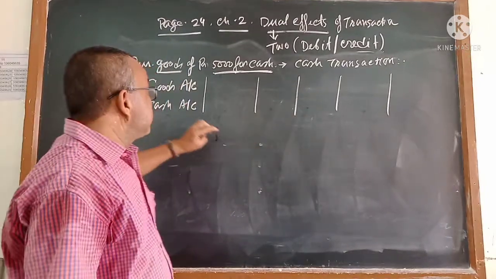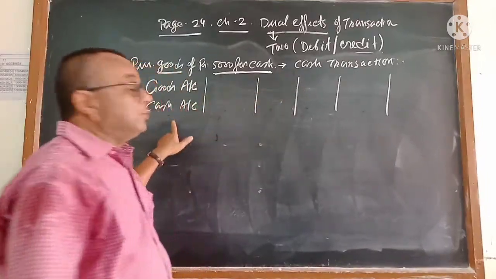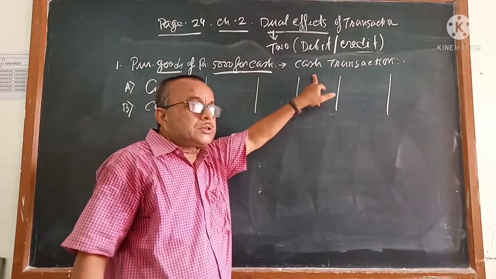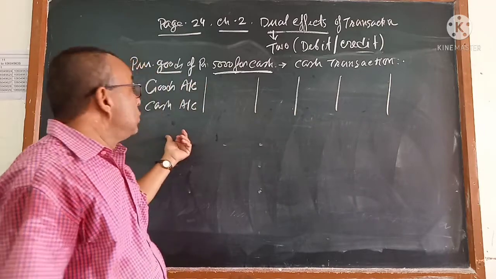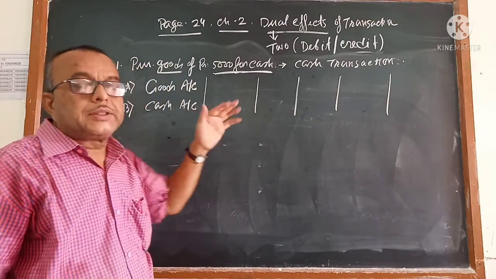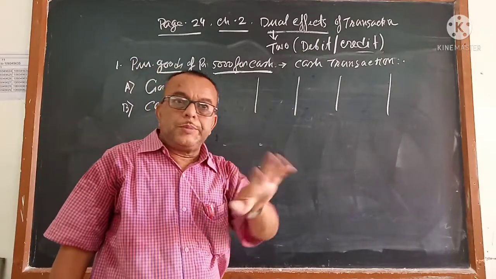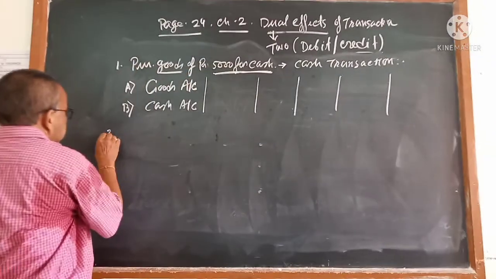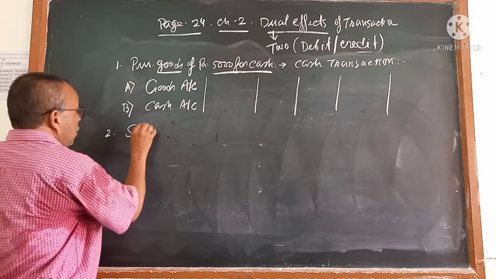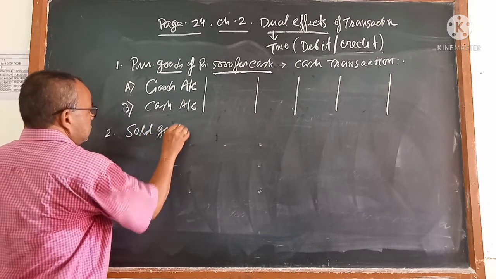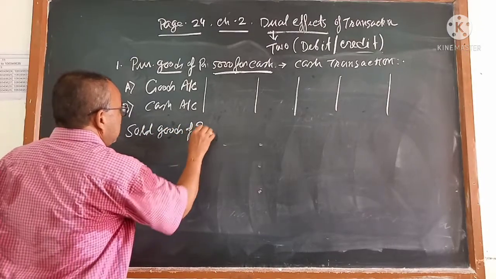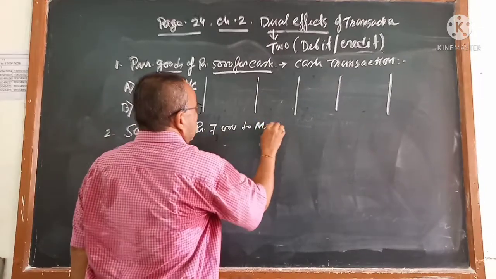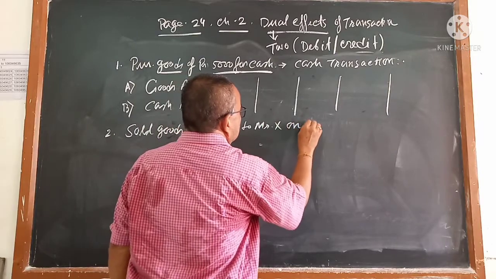Out of these steps, only step 1 and step 2 today. Step 1: how to find out whether it is a cash transaction or a credit transaction. Step 2: how to find out the two effects. That only I want to tell you. The remaining steps we will cover afterwards. This is the next example: sold goods of rupees 7,000 to Mr. X on credit.